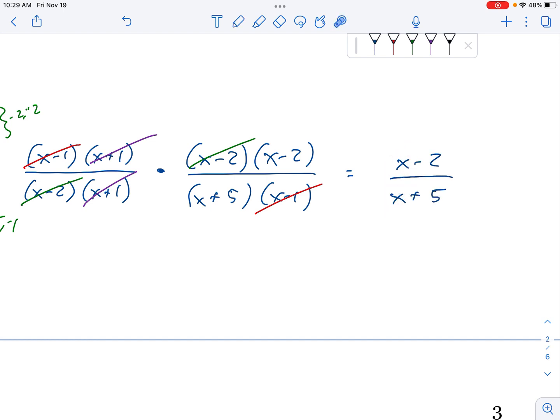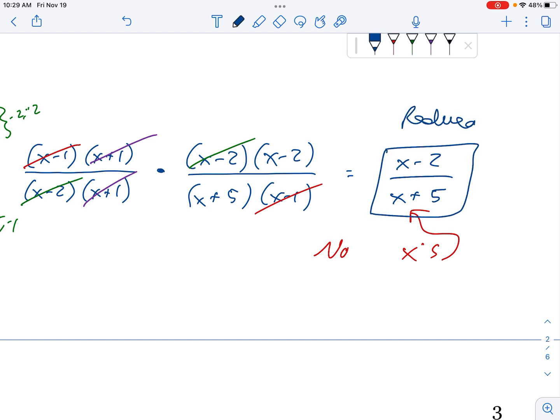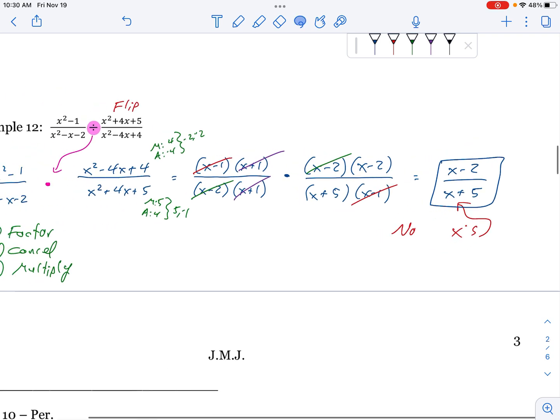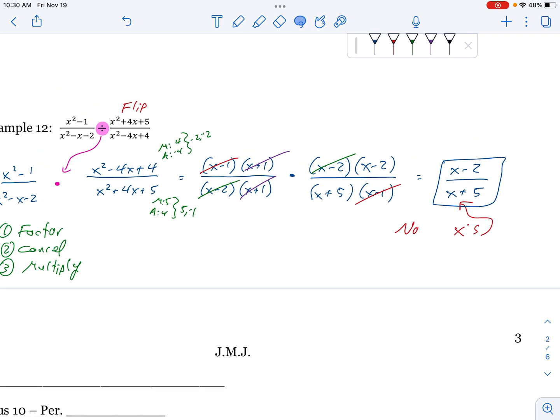Can I cancel out these x's? No, x's can't cancel out right here because it's not common in every term. The parentheses are telling me these stick together, so I cannot break into the parentheses. Here is my final answer. Well, I guess not even really reduced. It's just my final, simplified answer. That's how we multiply and divide.